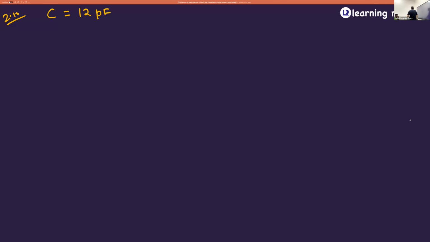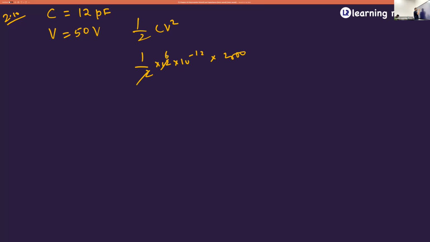Yeah. So the capacitance here is 12 picofarad. Then, sorry, battery is 50 volt. You need to calculate energy, a simplest problem. So half CV square, half into 12 into 10 power minus 12 into 50 square, which is 2500. So this cancels the 6 times.